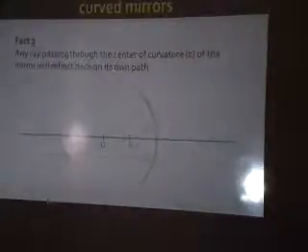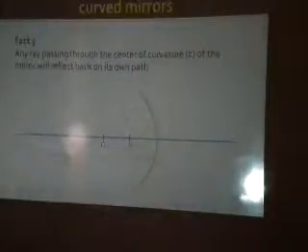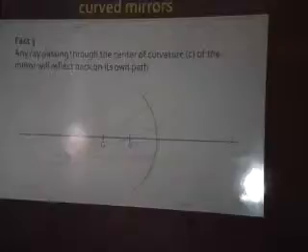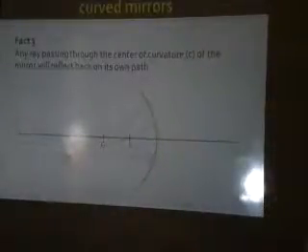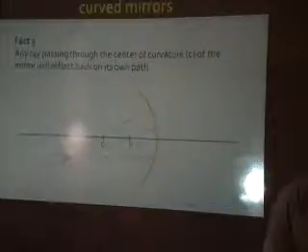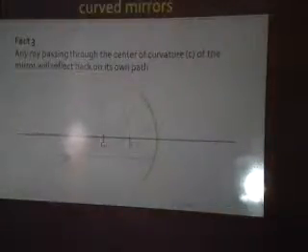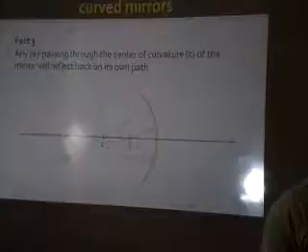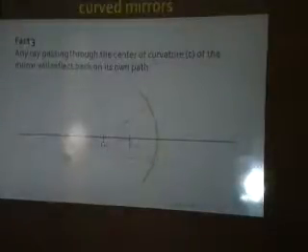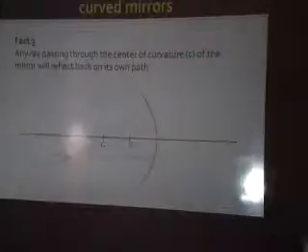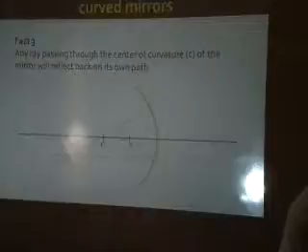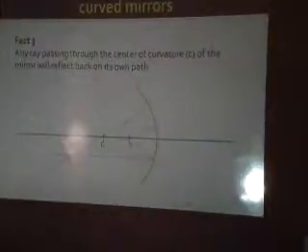Fact 3 tells us that any ray that passes through the center of curvature will be reflected back along the same path upon being reflected. So these are the three rules governing the ray diagram.